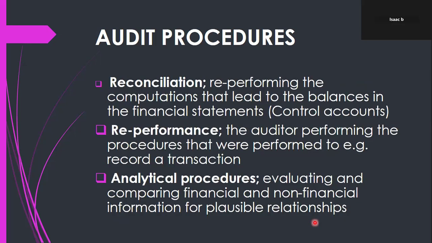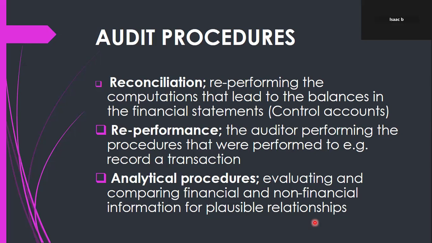Then reconciliation. The auditor performs computations that lead to balances in the financial statements. For instance, payables, like in the books, each customer has got their own account, then there are several transactions that happen. There's goods returns, then there's also damaged goods and other stuff. So now the auditor needs to reperform the control accounts. Just how do we arrive at the receivables balance in the statement of financial position? Then, if the auditor carries out that performance, it's called reconciliation, right?